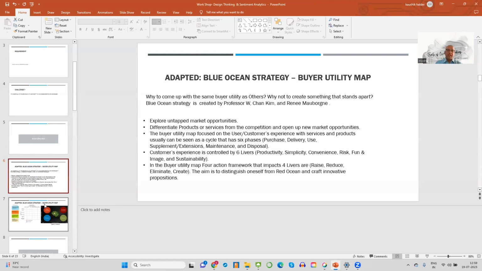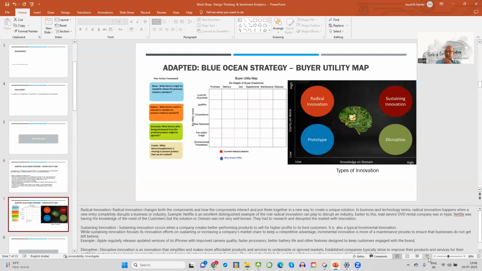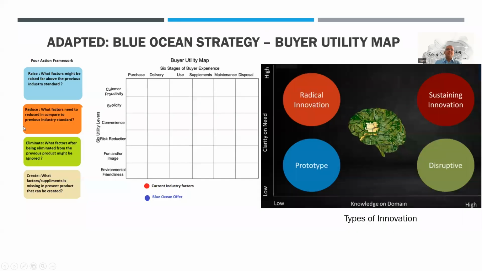Let us see how it actually looks. It looks like this matrix, wherein the x-axis is the customer experience: purchase, delivery, use, supplement, maintenance, and disposal. And the y-axis is the six levers we just discussed: customer productivity, simplicity, convenience, risk, fun, and environmental friendliness. And these six levers are again controlled by four other levers over here: raise, reduce, eliminate, and create.